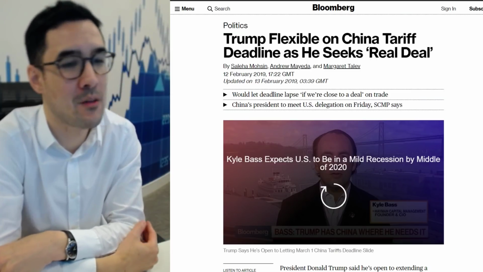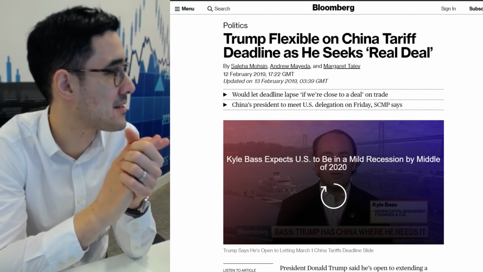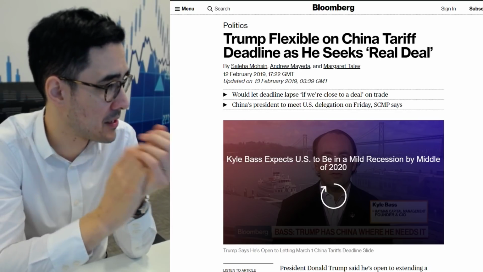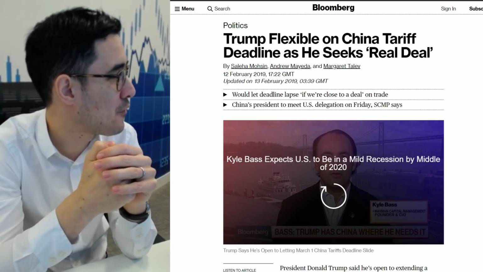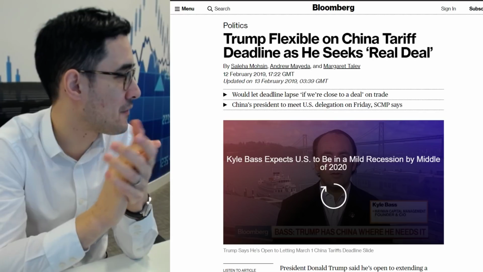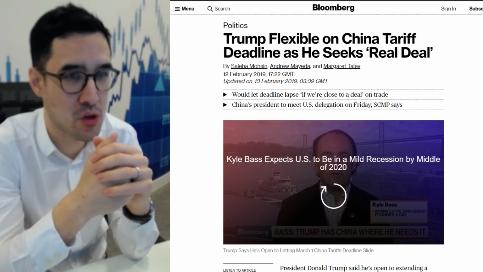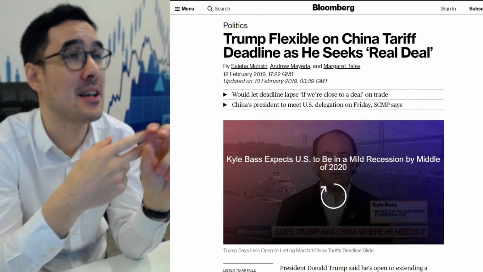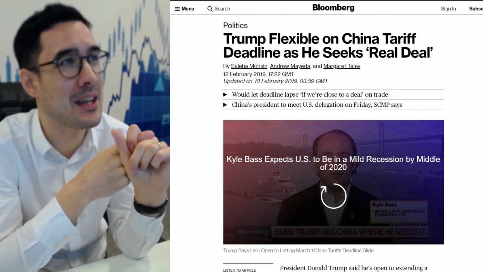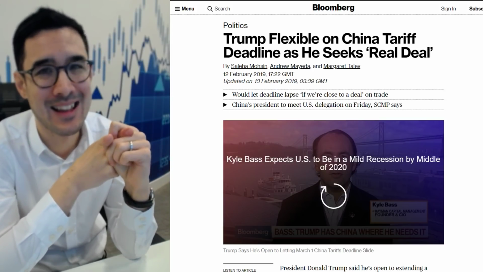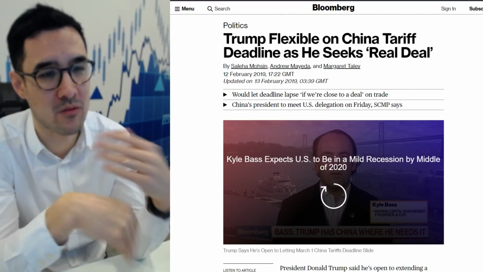And obviously the key one at the top of the pyramid, if you like, of the key pressing macro events is certainly the trade war, as China returns this week from holiday. And Trump has basically said he now feels flexible on the China tariff deadline as he seeks a real deal. Long story short, two things to take away from this: one, Trump is hinting he could be happy, given sufficient progress, to delay the tariff hikes. So if you like, the temporary truce gets rolled over.